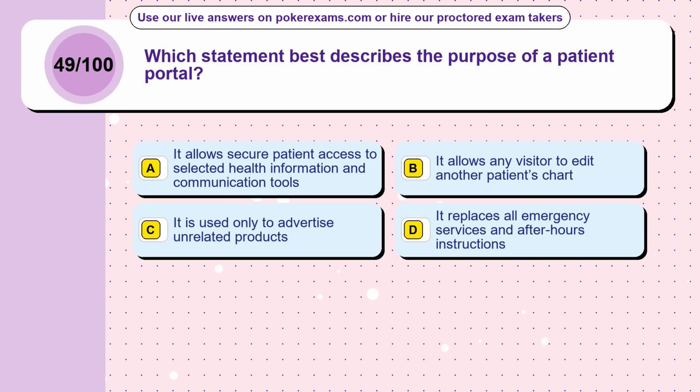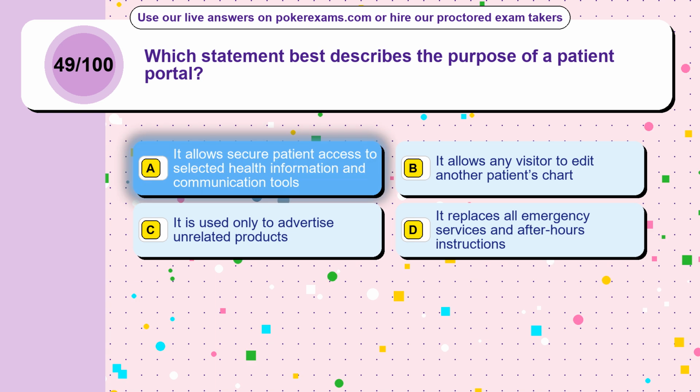Question 49. Which statement best describes the purpose of a patient portal? Option A. It allows secure patient access to selected health information and communication tools. Option B. It allows any visitor to edit another patient's chart. Option C. It is used only to advertise unrelated products. Option D. It replaces all emergency services and after-hours instructions.